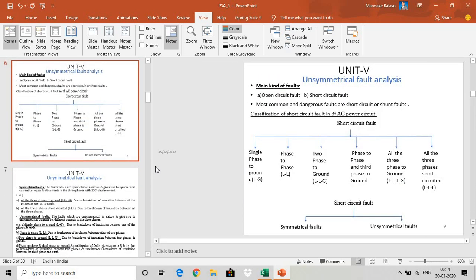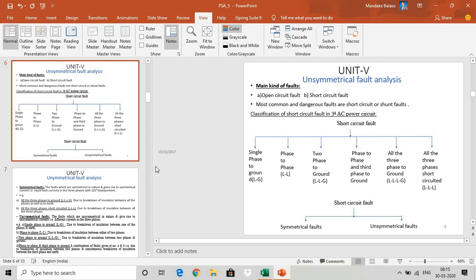Now, if we are going to discuss the different types of faults in the power system, the main types of fault are open circuit fault and short circuit fault. Whenever a conductor breaks at any point, an open circuit fault is present. Whereas in a short circuit fault, the insulation may get damaged and conductors of different phases may come in contact with each other, or with the ground. Then a short circuit type of fault occurs.